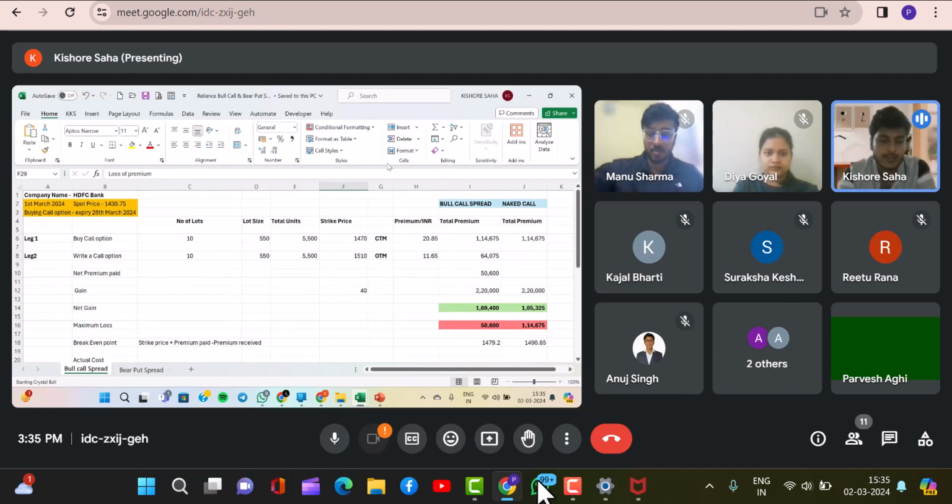So here, let's talk first about the bull call spread strategy. I have taken the example of HDFC Bank, and the spot price I have taken is of yesterday's spot price. Yesterday the market closed.